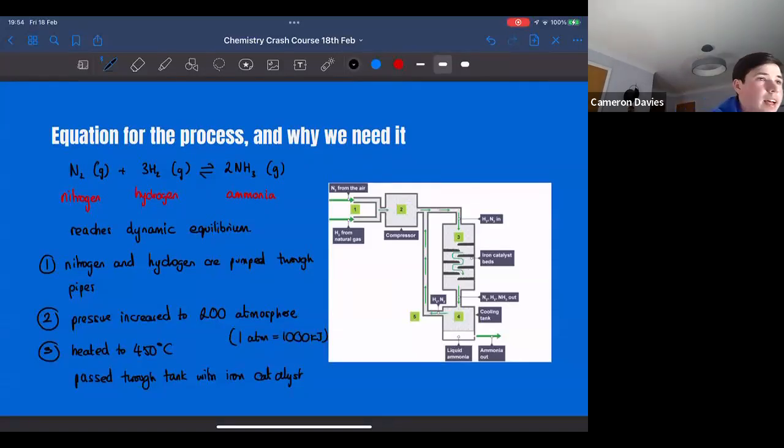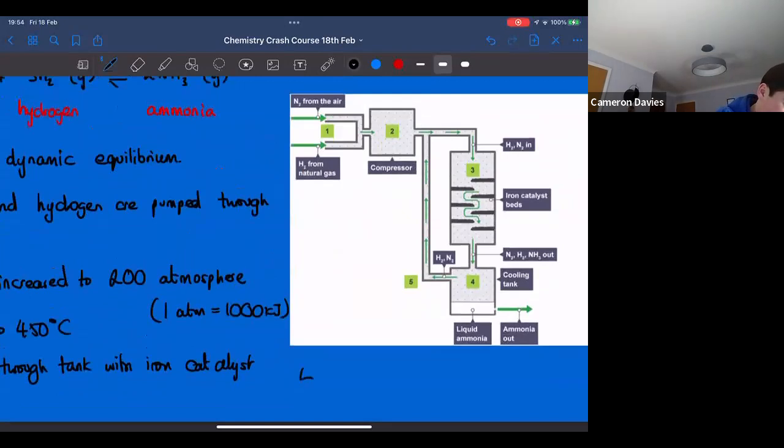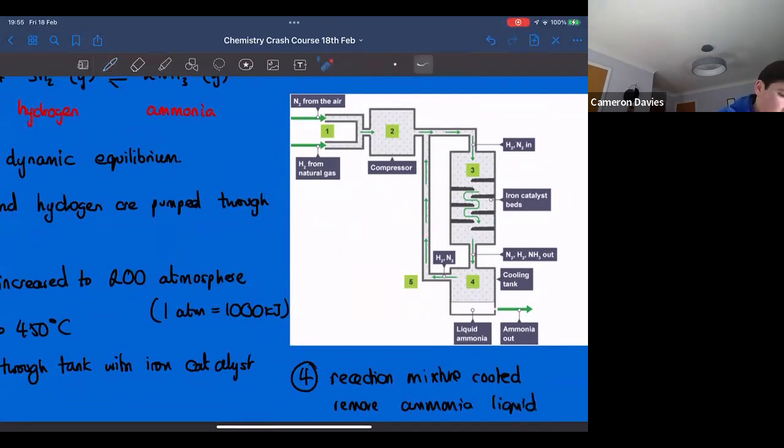So once we've done that, we cool the reaction mixture in the cooling tank. We remove the ammonia liquid, and that's what's extracted. And then the gases which are produced, the H2 and N2, as you can see, are recycled and the reaction just keeps happening.